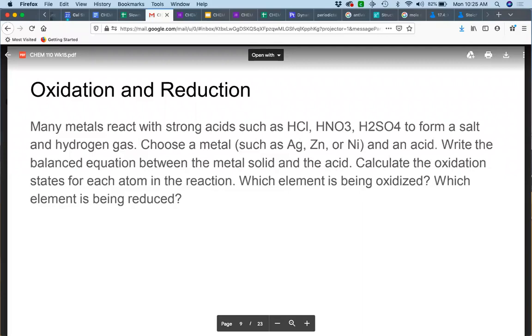So this was a problem that asked you to choose a metal and choose a strong acid. And then you're going to write a balanced equation. Oh, look, there's that balanced equation again between the metal solid and the acid. And then you're going to calculate the oxidation states for each atom. And you're going to determine which element is being oxidized and which element is being reduced.